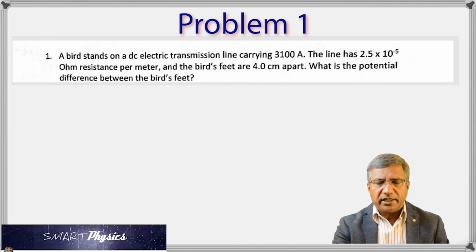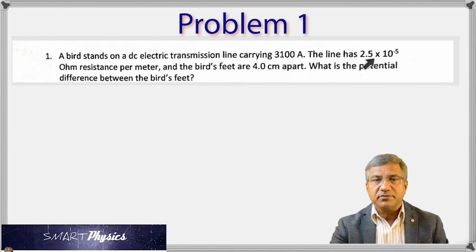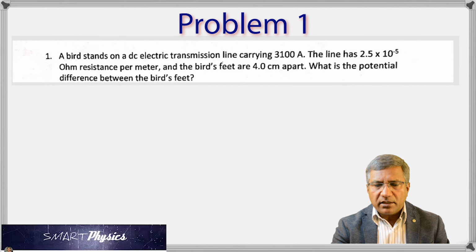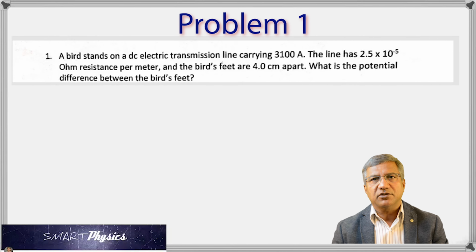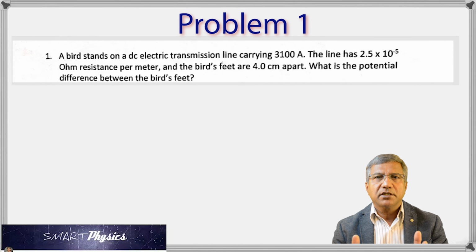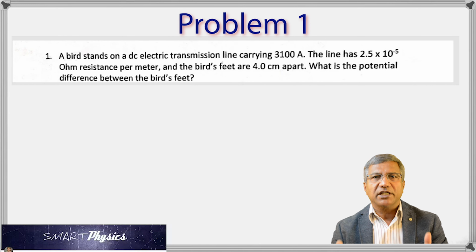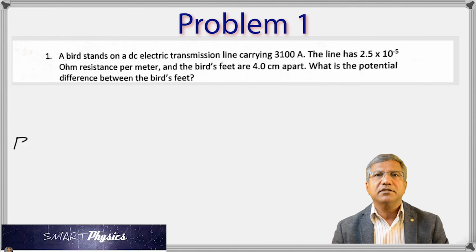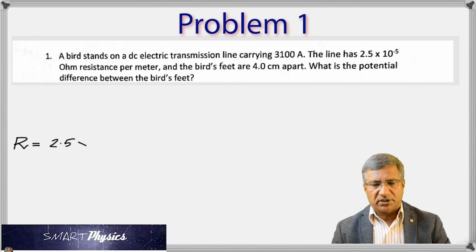So here the line has 2.5 times 10 to the negative 5 ohm resistance per meter. So for each meter. And the bird's feet are 4 centimeters apart. So first we've got to change the 4 centimeters into meters and calculate the resistance of that part by multiplying the resistance per meter with 0.04. And after we get the resistance of that part, we get the voltage or the potential difference by multiplying the current with the resistance.